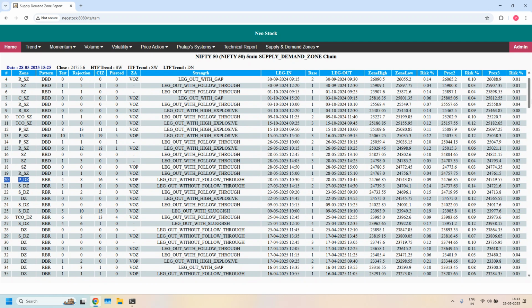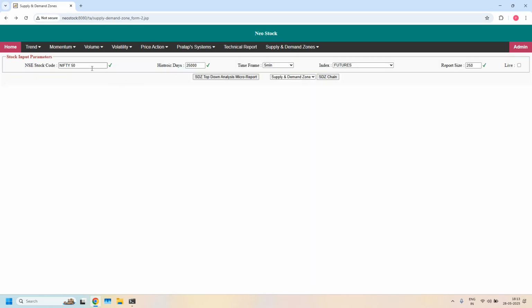Okay. So this is about Nifty supply demand zone chain. Next, I will generate Bank Nifty supply demand zone chain, changing the name to Nifty Bank. That is nothing but Bank Nifty. So I am generating monthly supply demand zone chain for Bank Nifty.